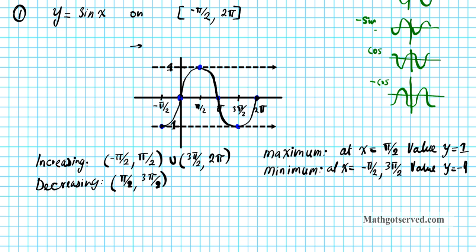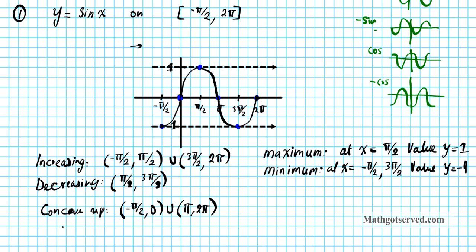Alright, let's take a look at the concavity. This function is concave up wherever you have a complete U or a partial U facing upwards. Here we have a partial U facing upwards, so it's concave up from negative pi over 2 all the way to 0. And then you also have another interval where you have an upward facing U, which is from pi to 2 pi.